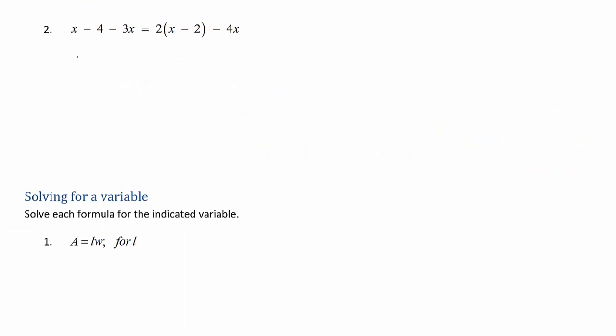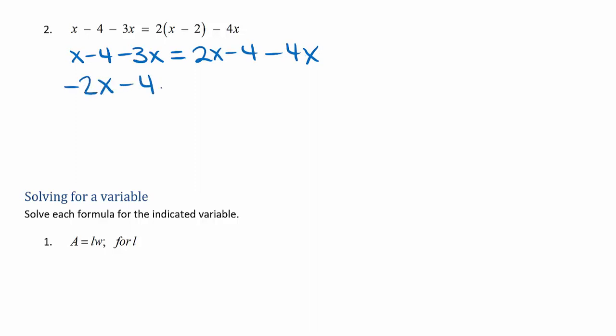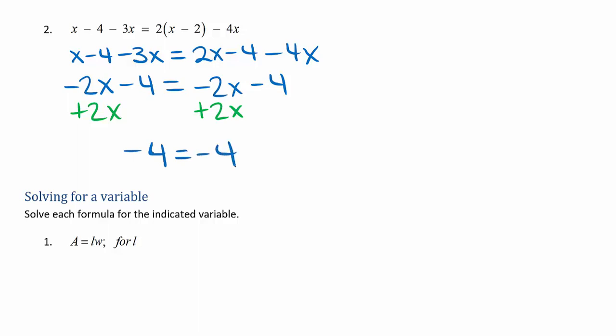So let's get rid of parentheses and then combine like terms. 1x minus 3x is negative 2x. And then we'll do the same kind of process. If I want to put the x's on the left, I'd have to add 2x to both sides. And once again, the x's disappear. But this time I'm left with a true statement. Negative 4 always equals negative 4.